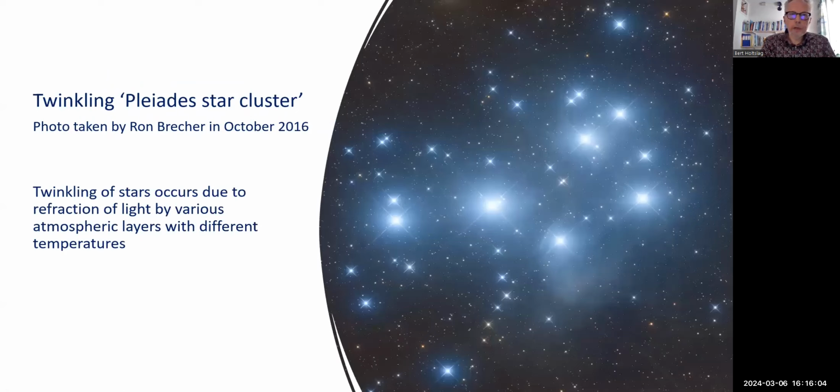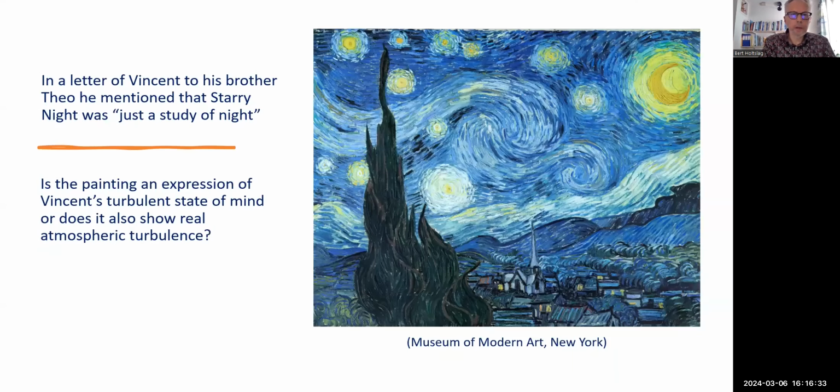These Pleiades are known to have twinkling stars. This is a star cluster. There's a couple of stars which are connected, but on a large distance, of course, they appear as just one star. But more important, this twinkling of the stars occurs due to refraction of light in the atmosphere, particularly when the atmosphere has different layers with different temperatures. So there's a real physical effect.